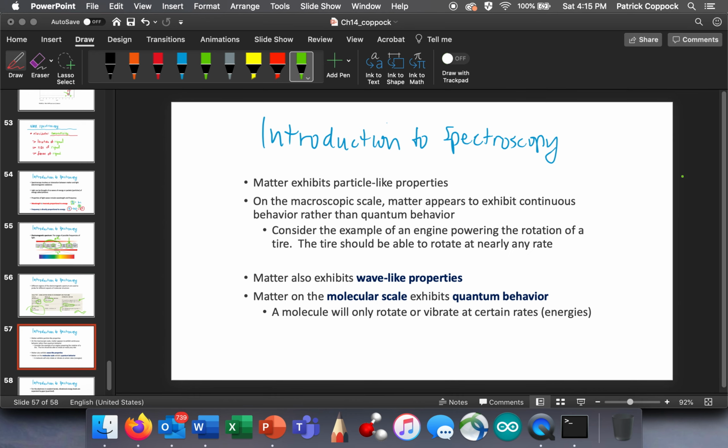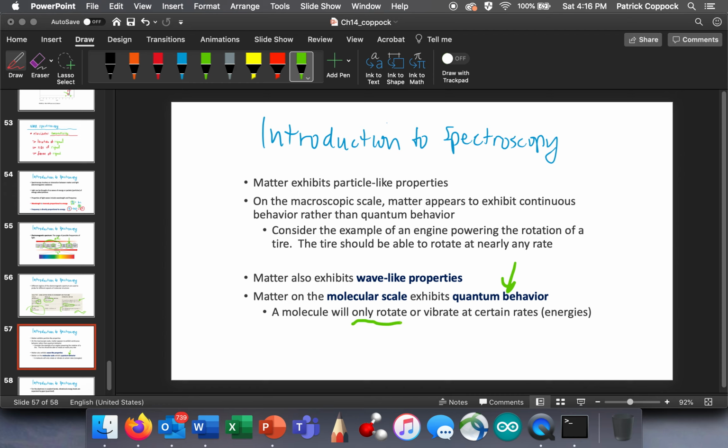Remember now, matter exhibits particle-like properties, and light exhibits particle-like properties too. Of course matter does; mostly that's how we think of it. On the macroscopic scale, matter appears to exhibit continuous behavior rather than quantum behavior, but when we get down to small scale, like bonds, all of a sudden we can see that matter exhibits quantum behavior, and we're going to use that fact with spectroscopy to help elucidate molecules.